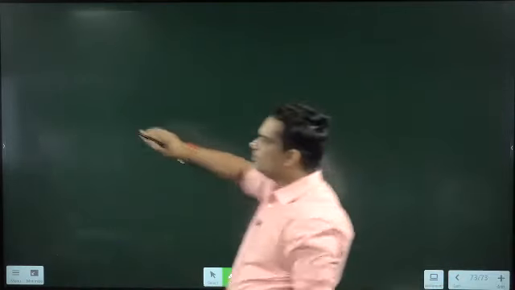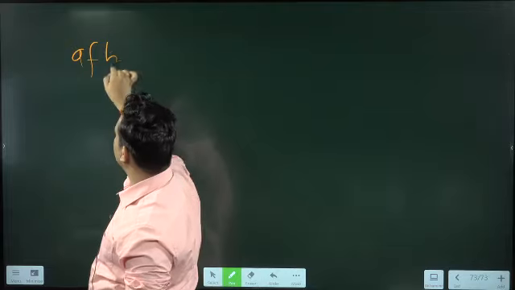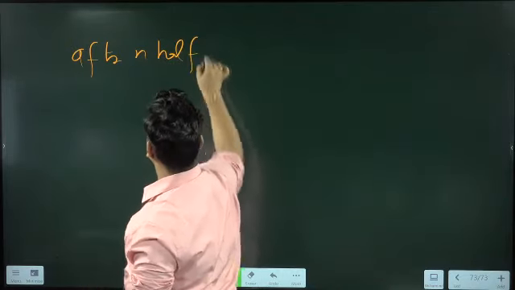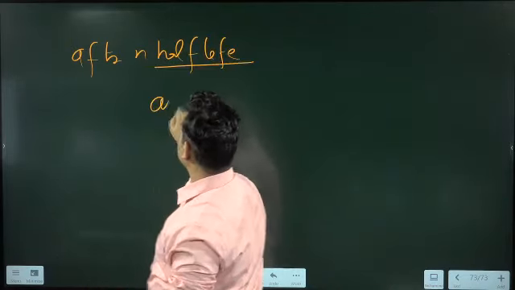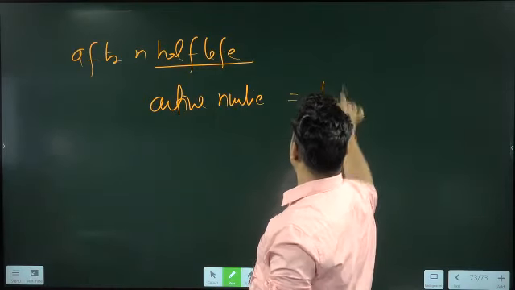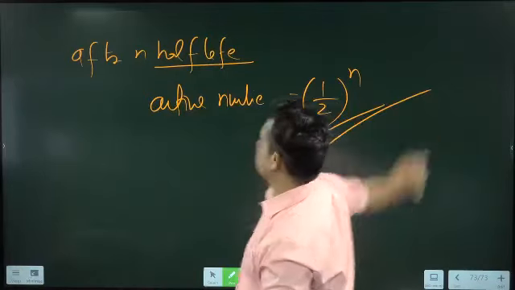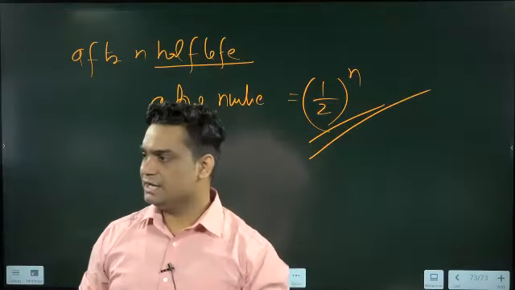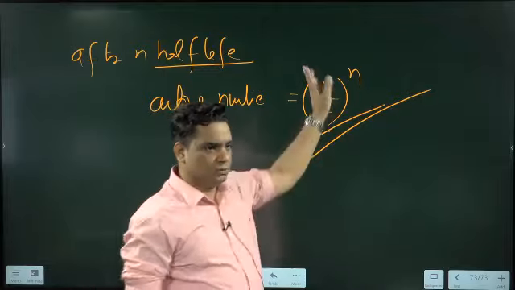Now, in half-life questions, you have to remember that after n half-lives, active nuclei will be equal to 1 by 2 power n. Okay, active nuclei will be 1 by 2 power n. Clear? 1 by 2 power n.